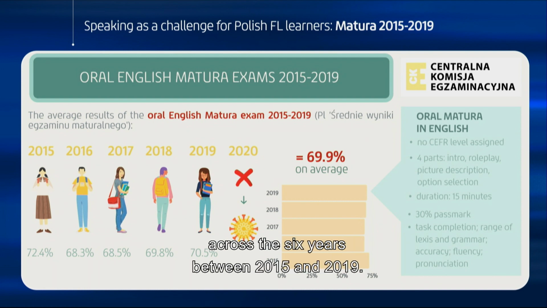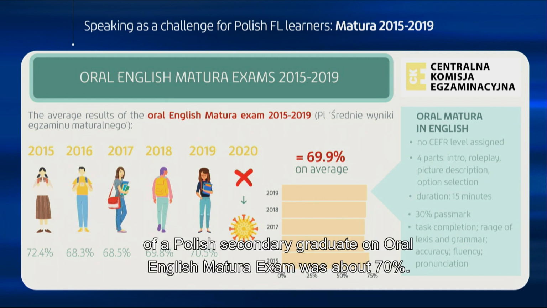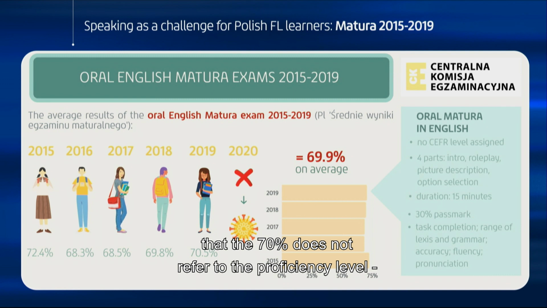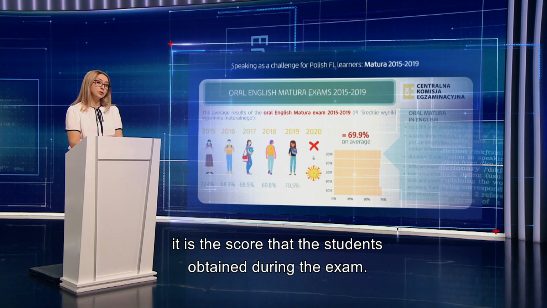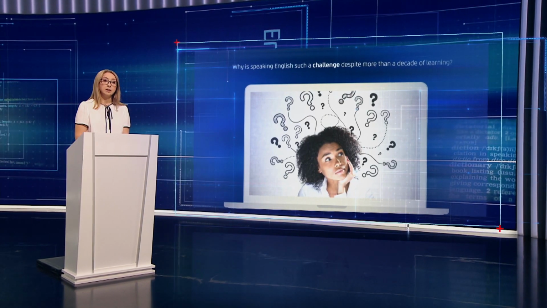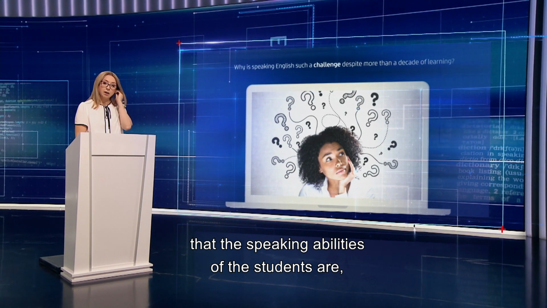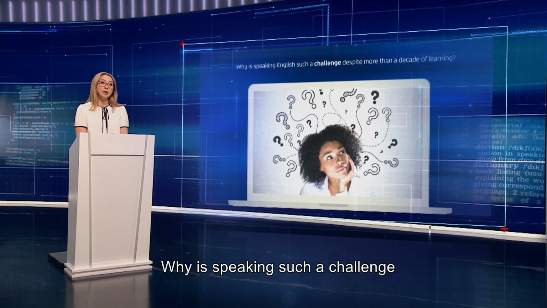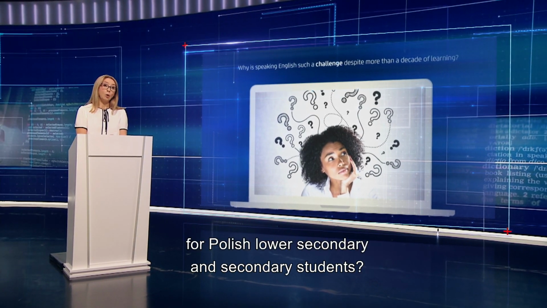Across the 6 years between 2015 and 2019, the average score of a Polish secondary graduate on the oral Matura English exam was about 70%. Now, it's important to note here that the 70% does not refer to the proficiency level, it's just a score that the students obtained during the exam. So all in all, it can be stated that the speaking abilities of the students are, well, not so advanced. Why is that so? Why is speaking such a challenge for Polish lower secondary and secondary students?